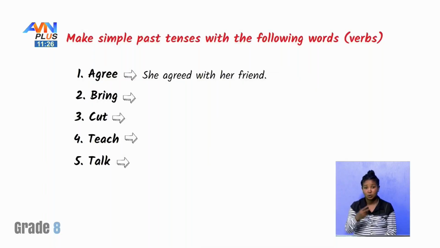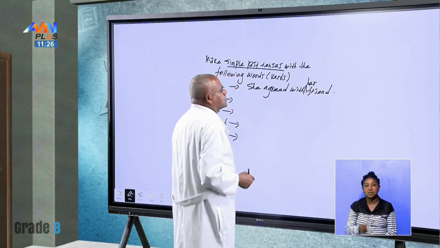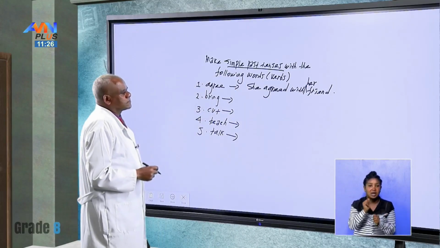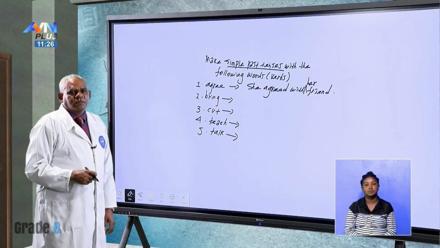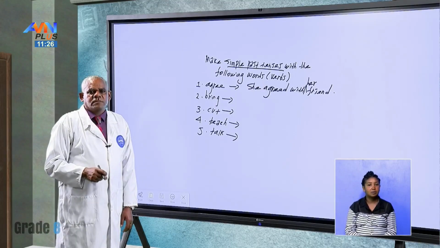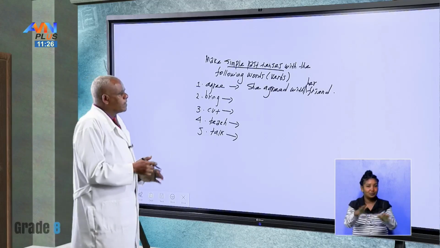See, this is a past action. She agreed with her friend. This is a past action. Yeah, there have been arguments. Now they solve the problem. Agreed means they solved their problem. All right.